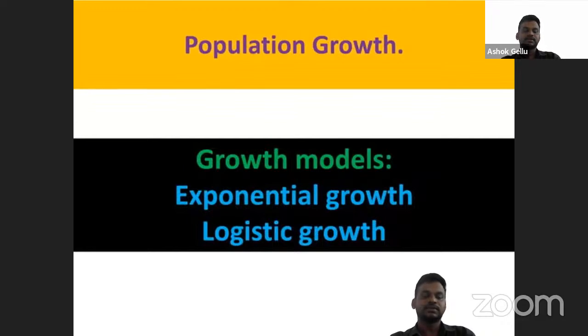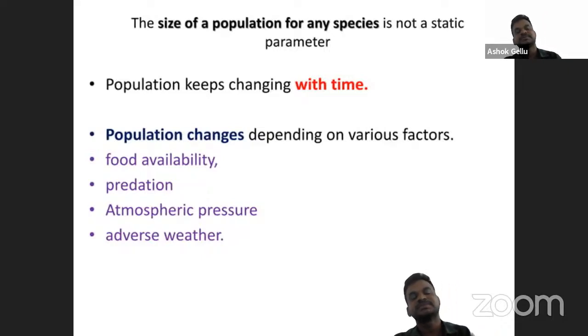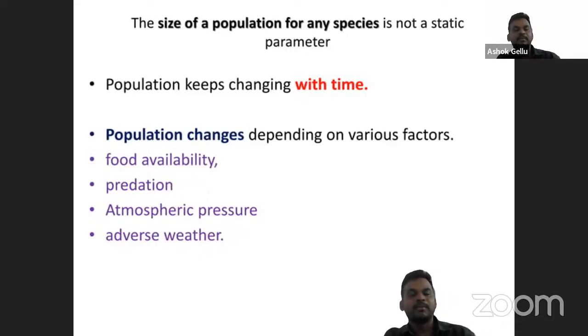Next one, the size of the population is not a static parameter. Population keeps changing with time. Population changes depending on different factors, for example, food availability, predation, atmospheric pressure, adverse weather conditions. These factors majorly influence the population changes.